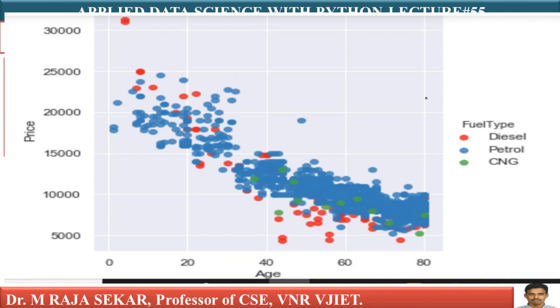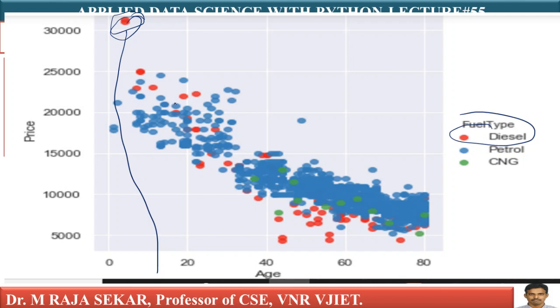The price is really higher for the cars which have diesel fuel type. How do you know? Red represents diesel, as I already discussed, and I need not repeat the colors. This one has more height. Let me repeat: the price is really higher for the cars which have diesel fuel type. The price is comparatively lower for the cars which have CNG as fuel type.